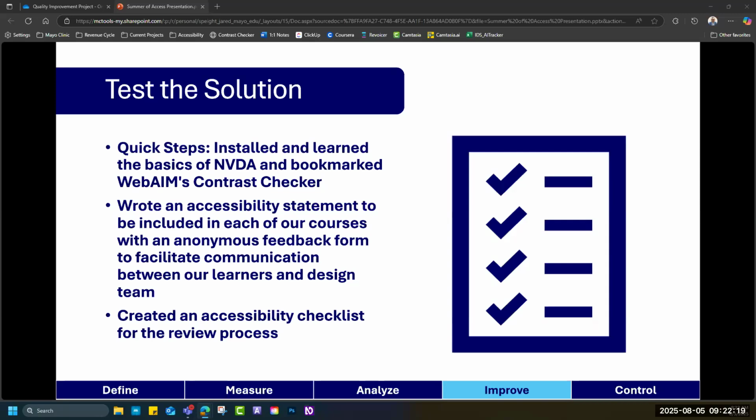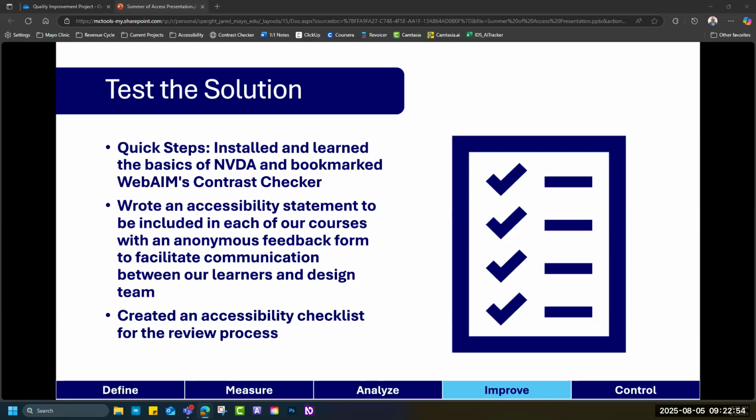Also, as Jared mentioned earlier, we ended up writing an accessibility statement to be included in each of our courses. And by having that accessibility statement, we also provided an anonymous feedback form, and that can help really communicate between us and our learners. So if there were still needs that we weren't meeting, they had a way to communicate that to us. And then our biggest item, a great takeaway, was creating an accessibility checklist for our review process.